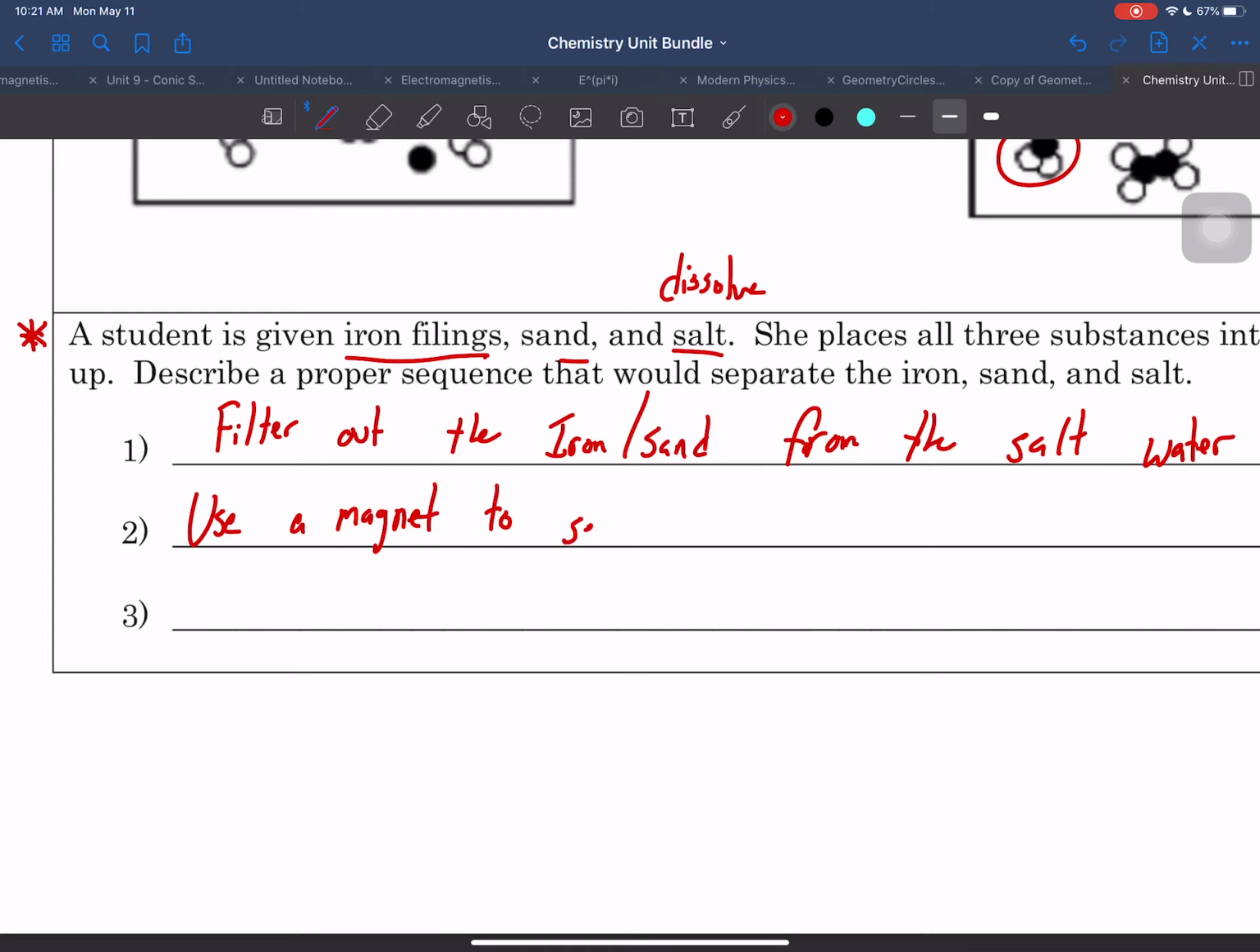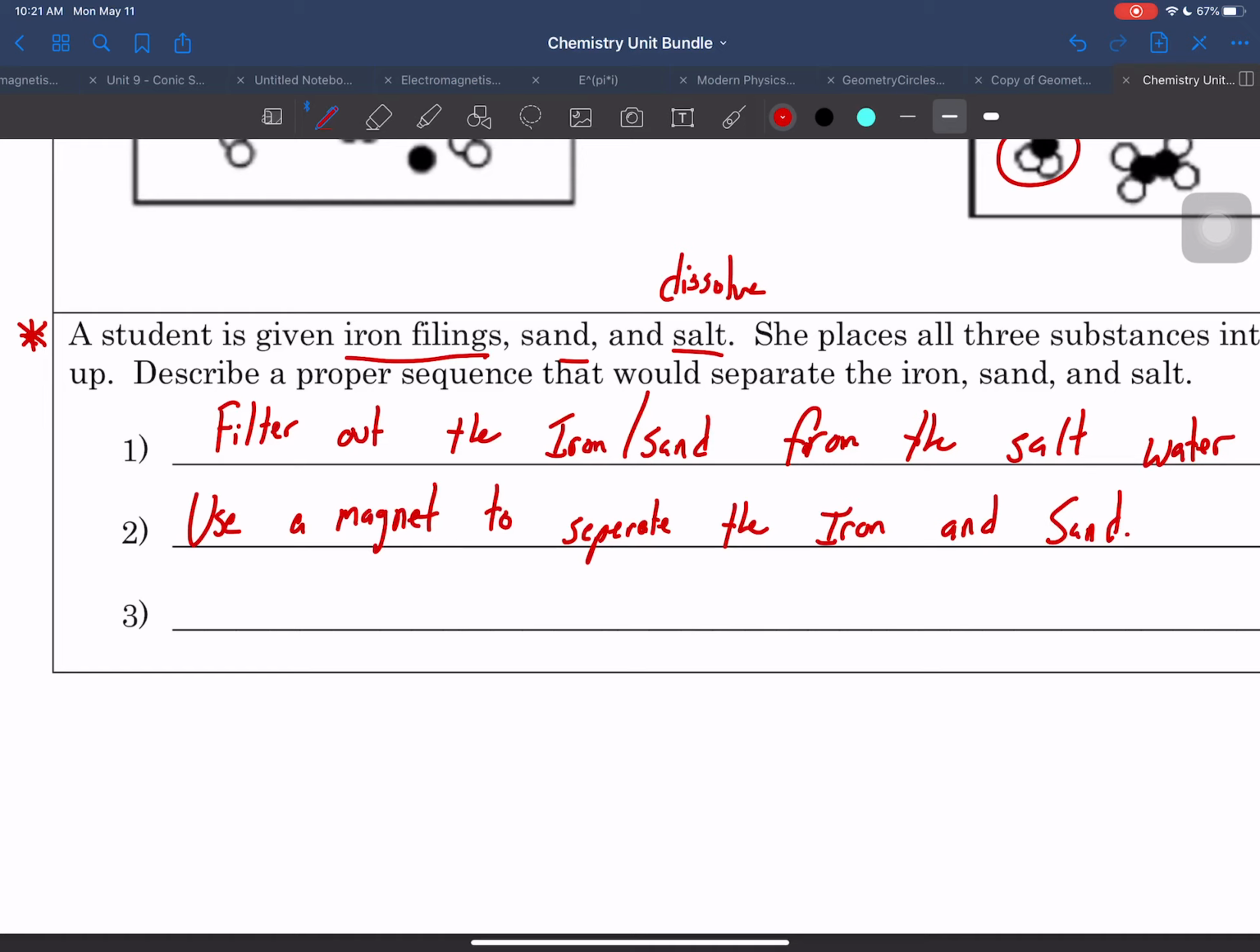To separate the iron and sand. And this is something, again, like I said, we would have done in class, and it's really cool how quickly a very strong magnet can pull all the iron out of sand. You can do it in just about 5 seconds, maybe less. It's pretty cool to do.